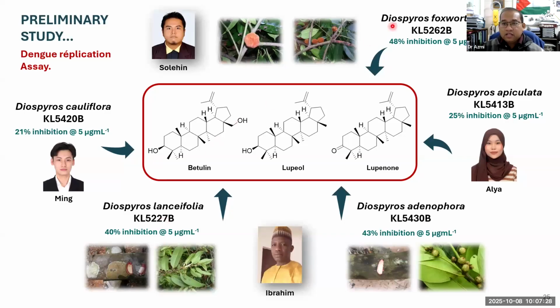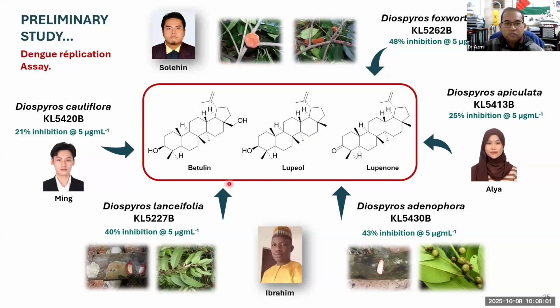The result shows Diospyros philosophy with 48% inhibition at 5 microgram per ml. And this is a final year undergraduate project done by Alia, on Diospyros articulata. And this is Ibrahim from Nigeria, who is doing both Diospyros lancifolia and Diospyros adenophora. And after that, Diospyros cauliflora, which my master students are doing this time. So I have 2 master students, 1 PhD, and 1 final year project student who cover these.